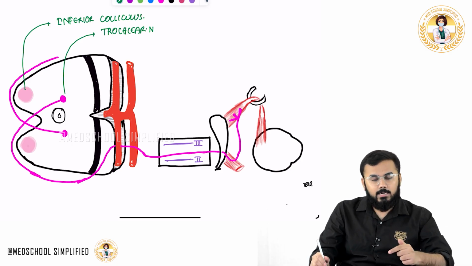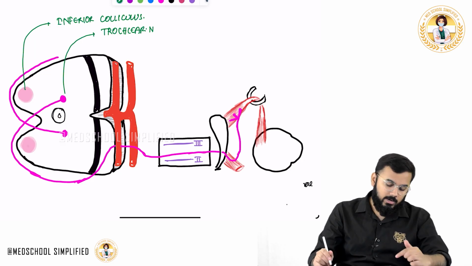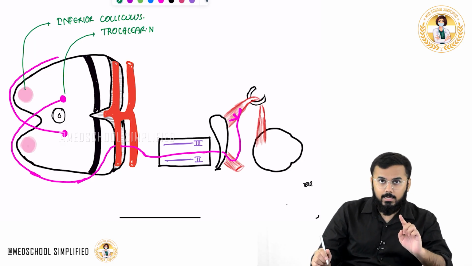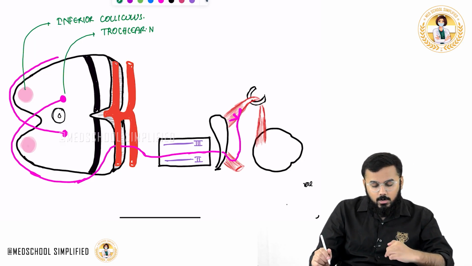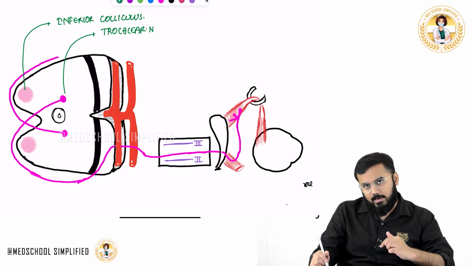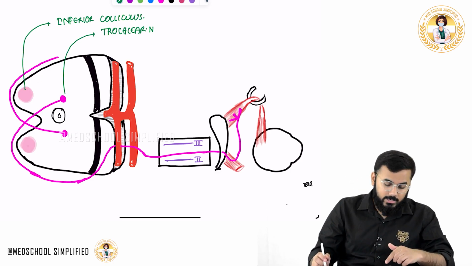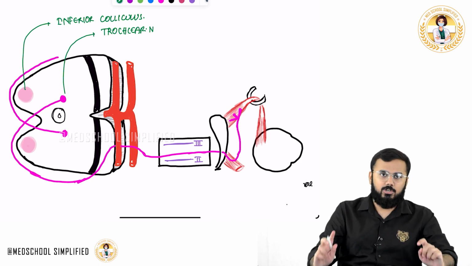Now, from this trochlear nucleus, the trochlear nerve is arising. This pink nerve is called the trochlear nerve. If you observe clearly, the trochlear nerve on the right side, emerging from the right nucleus, is going on to the left, and the left is going on to the right. So there is a decussation.